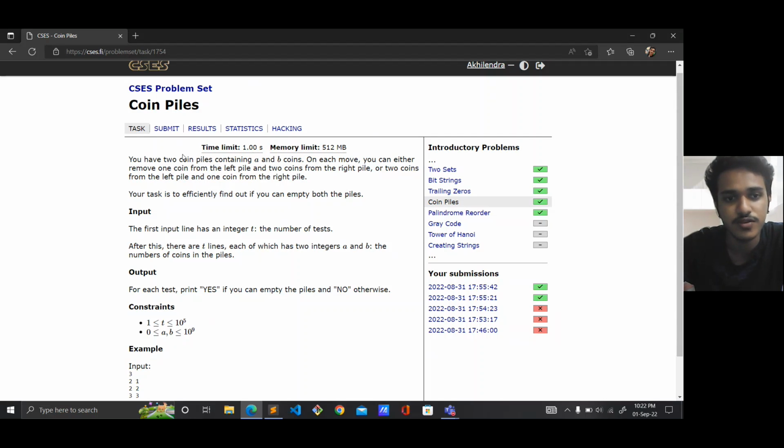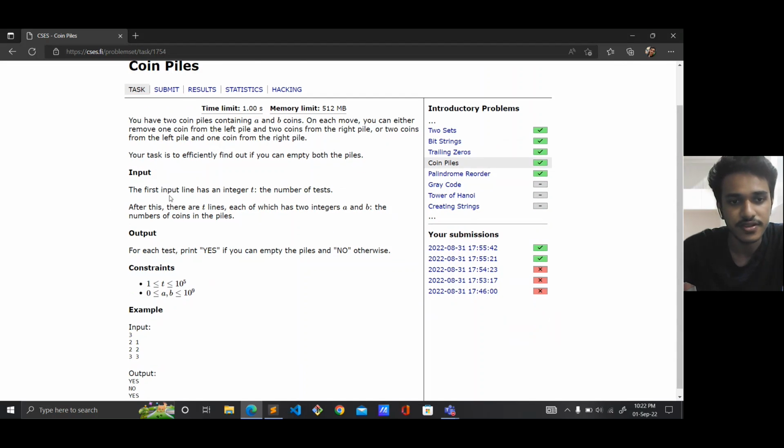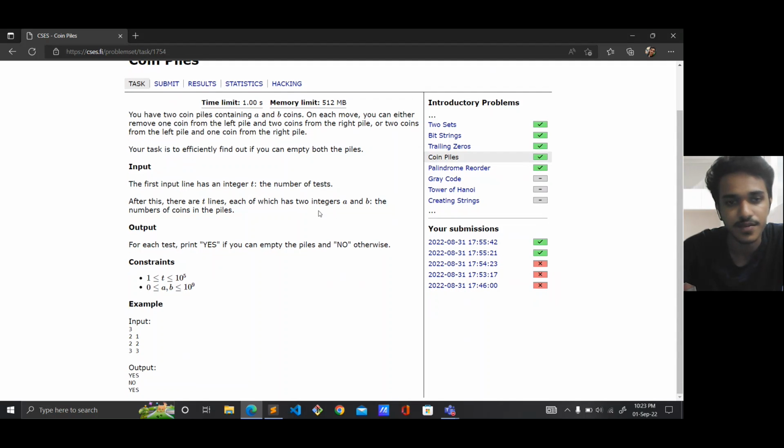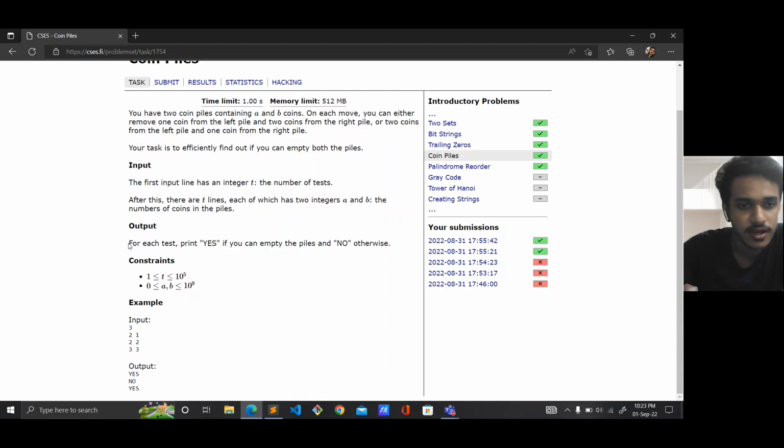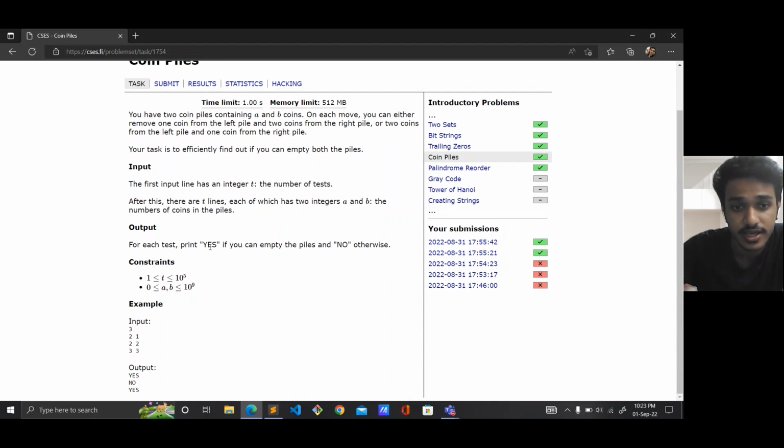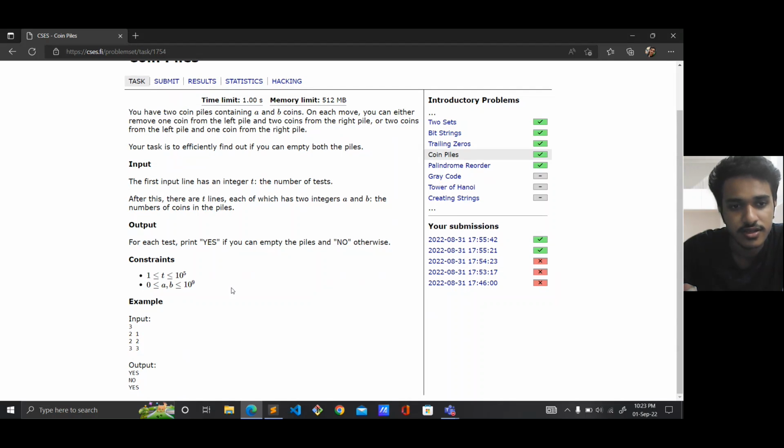On each move, you can either remove one coin from the left pile and two coins from the right pile, or two coins from the left pile and one coin from the right pile. The task is to efficiently find out if you can empty both the piles. The first input line has an integer t, the number of test cases. After this, there are t lines, each of which contains two integers a and b, the number of coins in the piles. For each test, print yes if you can empty the two piles and no otherwise.